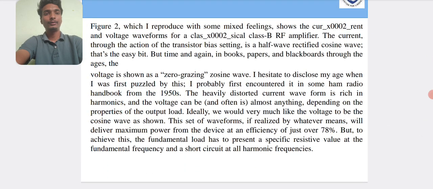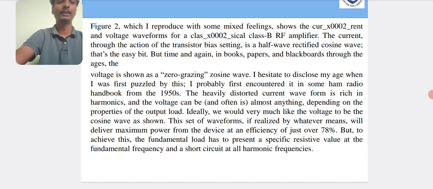Figure 2, which I reproduce with some mixed feelings, shows us the current and voltage waveforms of a class B RF amplifier. The current through the transistor, based on the bias setting, is a half-wave rectified cosine wave, which is easy to see. But time and again in books, papers, and blackboards throughout the ages, the voltage is shown as a zero-grazing cosine wave. I hesitate to disclose my age when I was first puzzled by this. I probably first encountered it in some ham radio handbook from the 1950s.